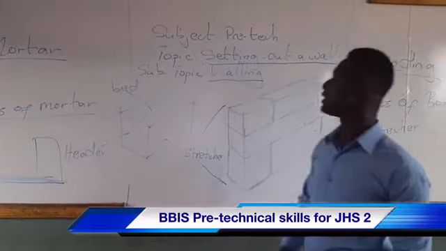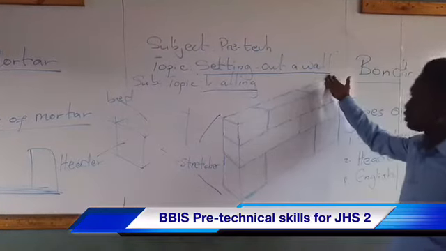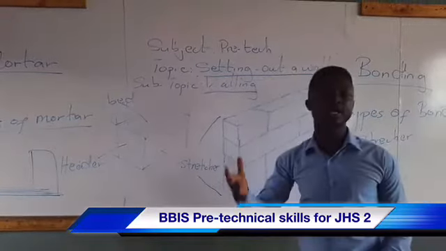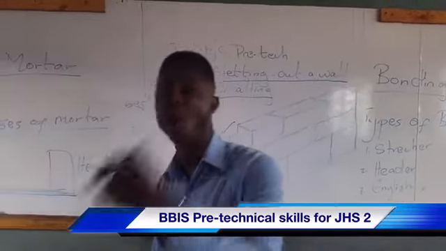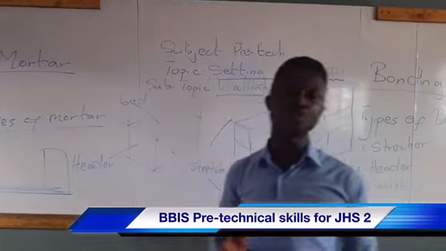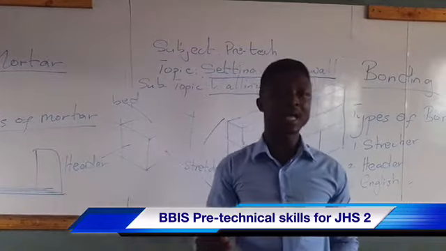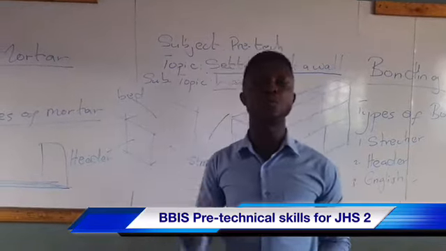Today we are going to learn setting out a wall. Now, setting out a wall, we are going to learn what walling is. Walling is the process of forming a wall. In order to form walls, we need blocks, mortar, and aggregate.